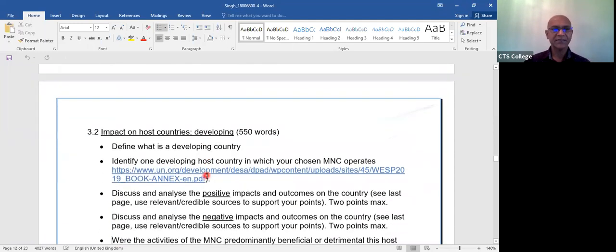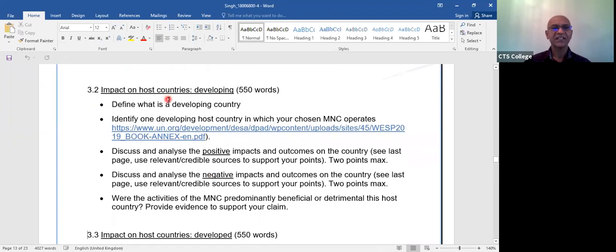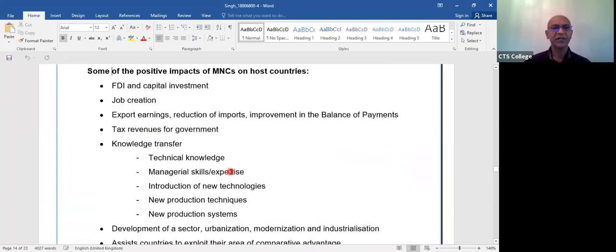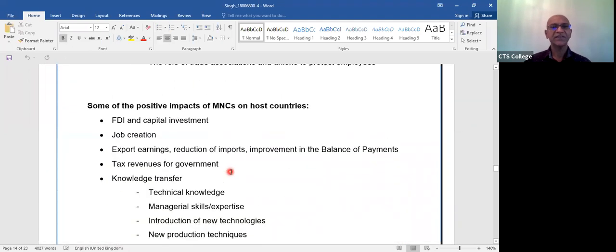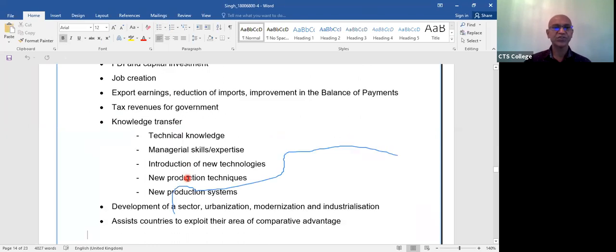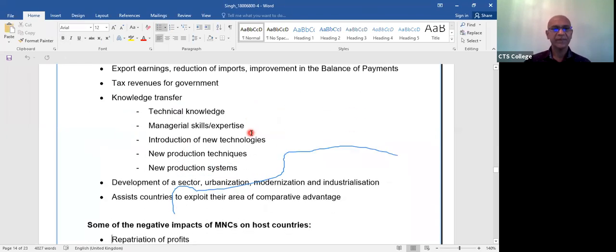The second subsection involves a discussion on the impact on one developing country. Define what is a developing country, choose one from this UN list, discuss the positive and the negative effects. Some of that can be found on the last page of this document. So some positive effects of MNCs on their host countries involve FDI, job creation, tax revenues, etc. This was discussed at length last day, so it will not be discussed today.